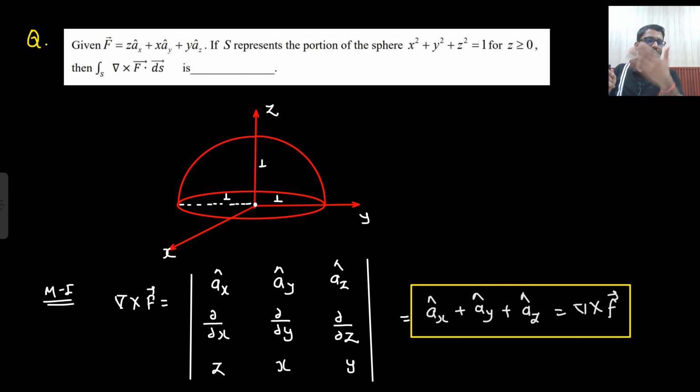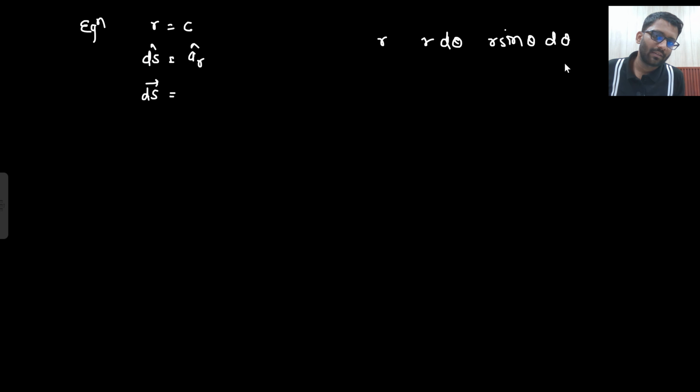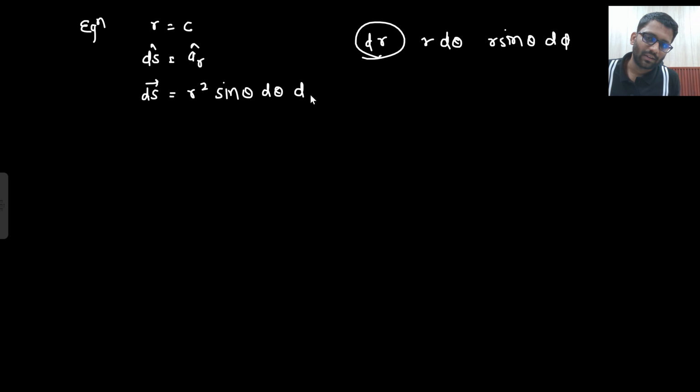So what will be your dS cap? Going outward from the sphere. Basically, if this is your radius, then my direction will be AR cap, going outward from the sphere. What will be my dS vector then? dr, r d theta, r sin theta d phi. This we know. So dr will not come into action. These two will come into action. So what will be the answer? R square sin theta d theta d phi AR cap. Right.